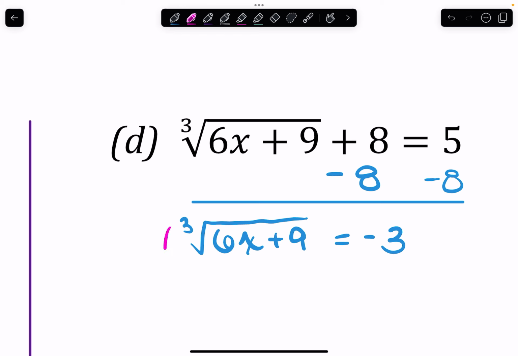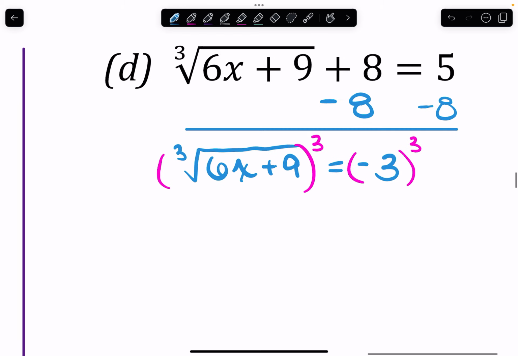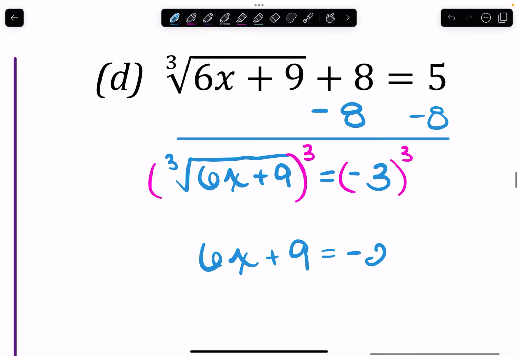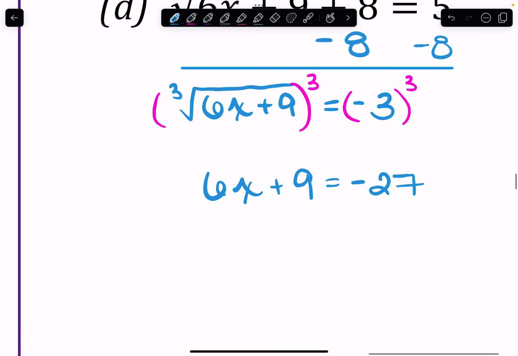Then we're going to cube both sides. Cube removes the cube root, so 6x plus 9 comes out. -3 cubed is -27. Remember, odd power, keep the negative. Even power, drop the negative.